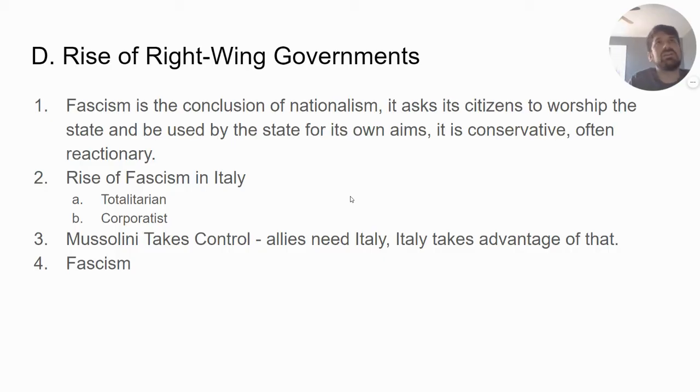So fascism is the ultimate ideological conclusion of nationalism. If you just take nationalism to its ideological conclusion, it's fascism. That your state is superior to all. People who are not a part of the state are weak. People should essentially worship the state.